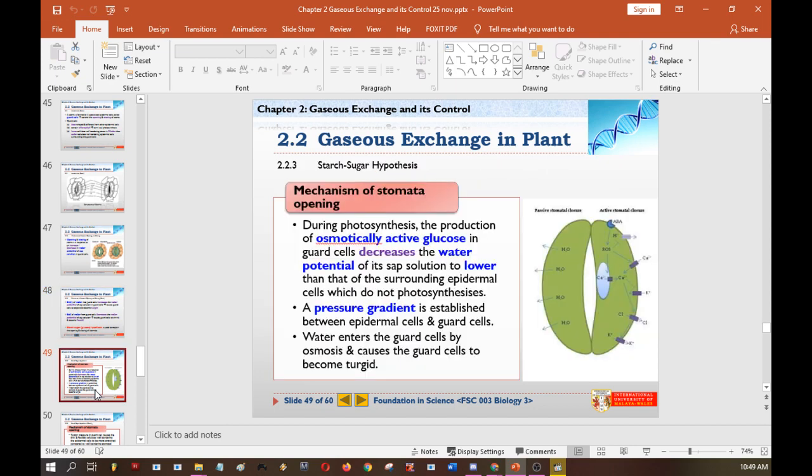As you can see here, these bean-shaped cells do photosynthesis during the day, and then a lot of sugar, a lot of glucose, will be created, causing it to become much more hypertonic. When they're hypertonic, they will suck in a lot of water, and then they'll be turgid. When they're turgid, they will open.